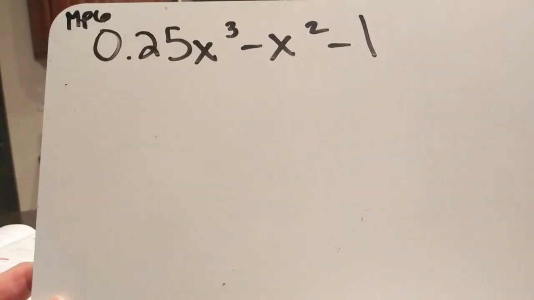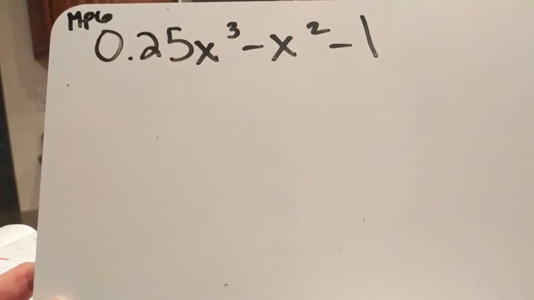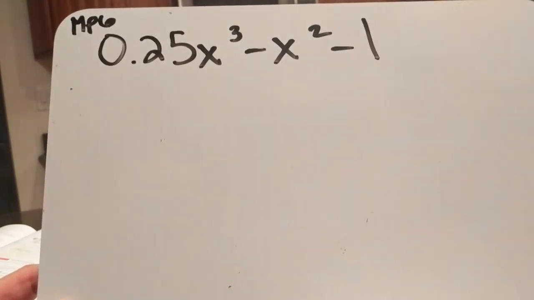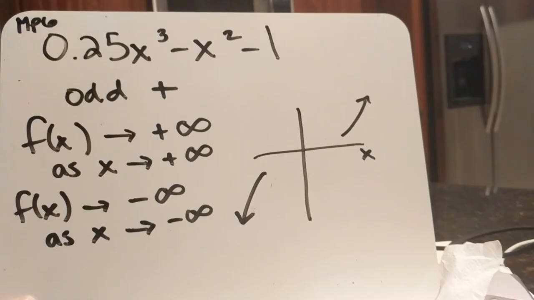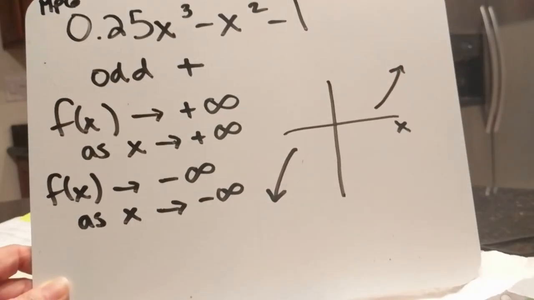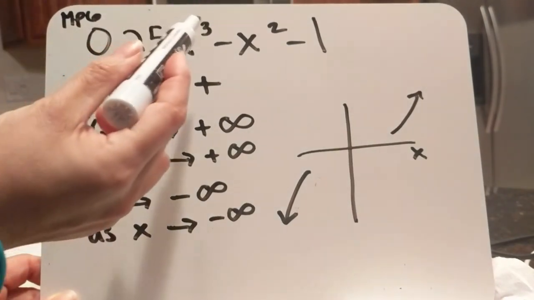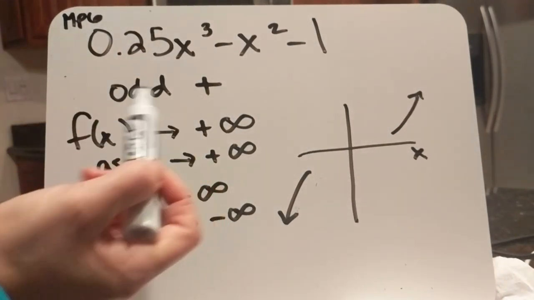So this is monitoring progress 6 on page 159, section 4.1. I would like you to write it down, and I want you to try it. Take a look at your notes. Remember, what is the degree, and is the leading coefficient positive or negative? Pause it. Okay, so if you did the work, you're going to realize that it is an odd function. The leading coefficient is positive.